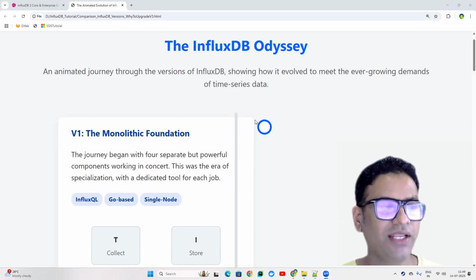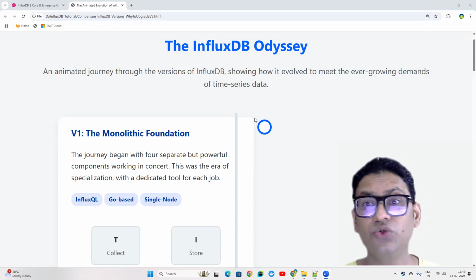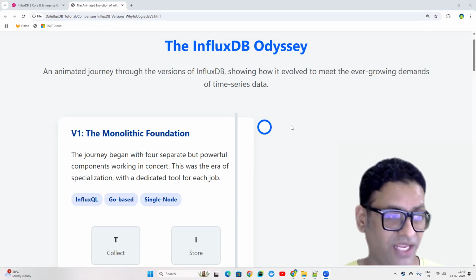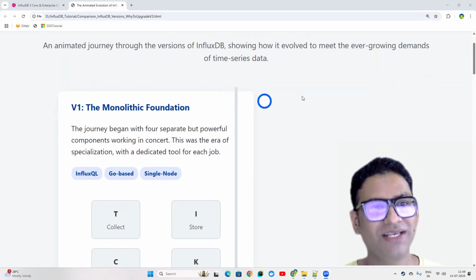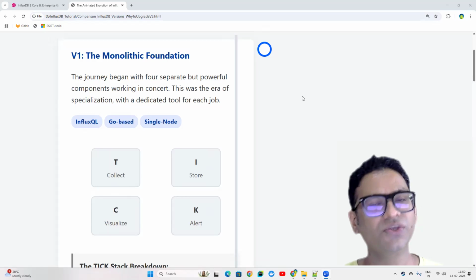And most importantly, answer the big question: what does this mean for you as a developer? And why is version 3 something you should not ignore? And you should try to upgrade if you are really having some limitations and problems with the previous version, which I'm going to explain. So as you can see on my screen, this is version V1, right?